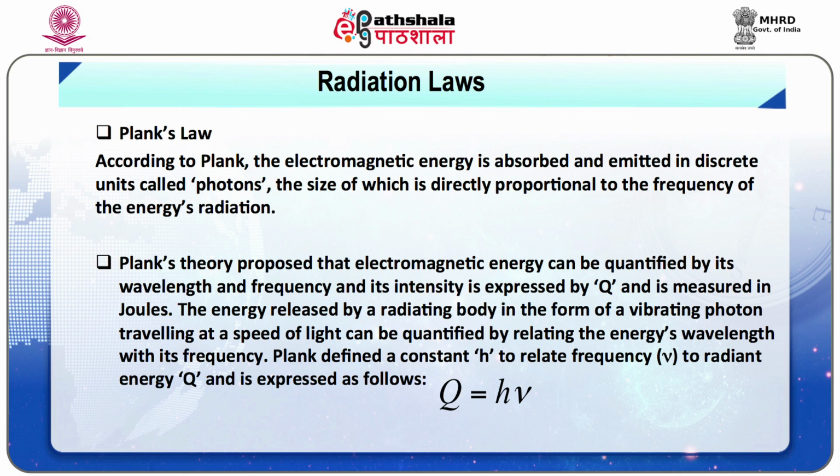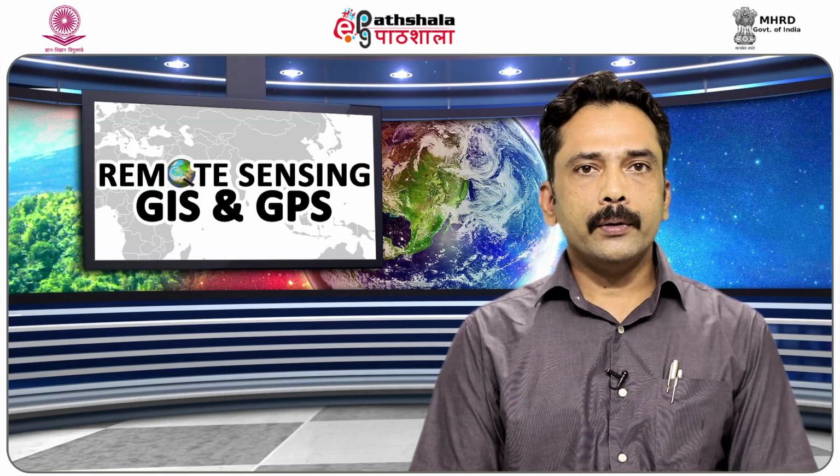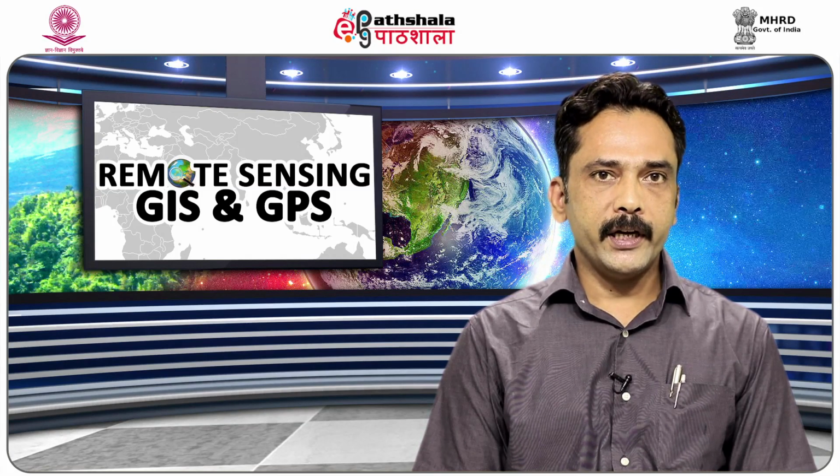Planck defined a constant h to relate frequency nu to radiant energy capital Q and is expressed as follows: Q equals h times nu. Since as per equation number 1 discussed in the above section, therefore equation 2 can be rewritten as Q equals h times c upon lambda, where Q is the energy of photons in joules, h is the Planck's constant, which is 6.6 into 10 to the power minus 34 joule seconds, c is the speed of light, which is 3 into 10 to the power 8 meters per second, lambda is wavelength in meters, nu is the frequency, which is cycles per second or hertz.